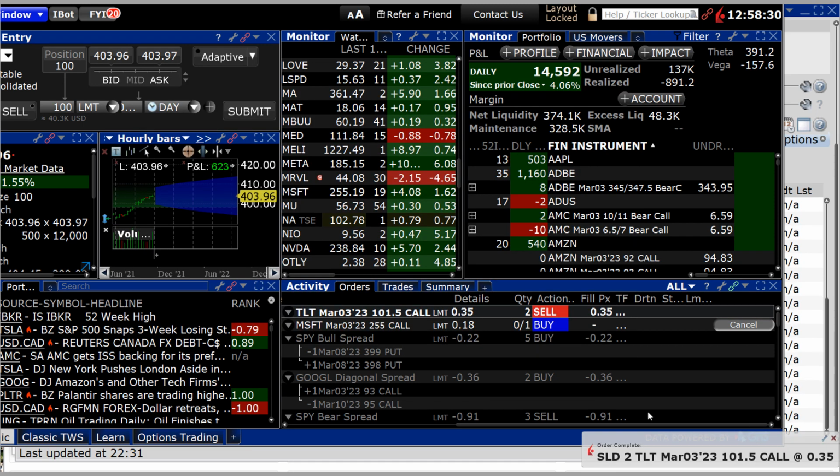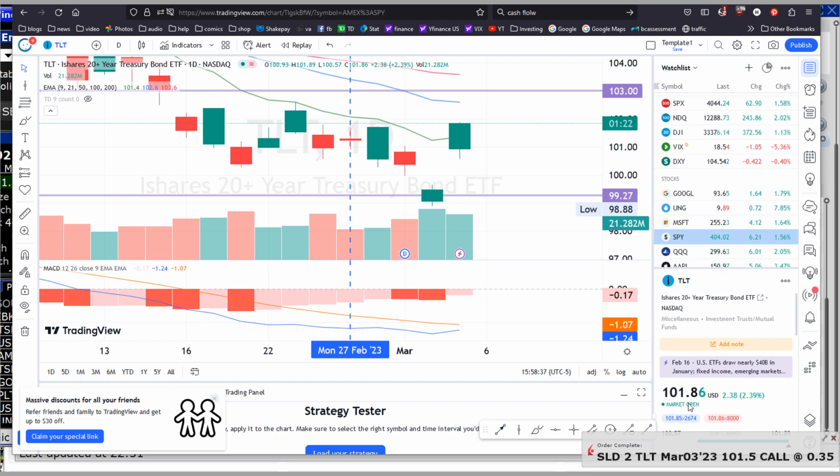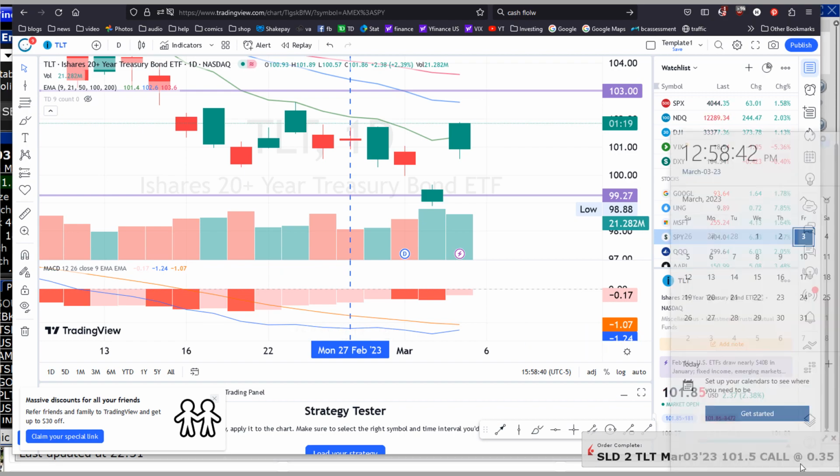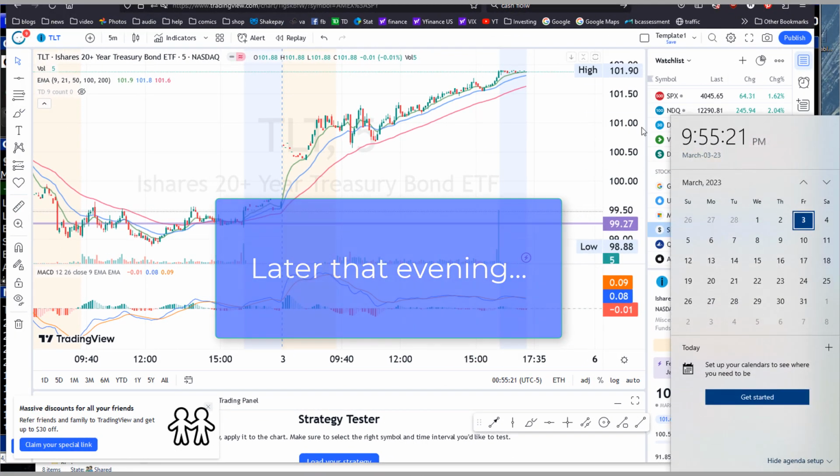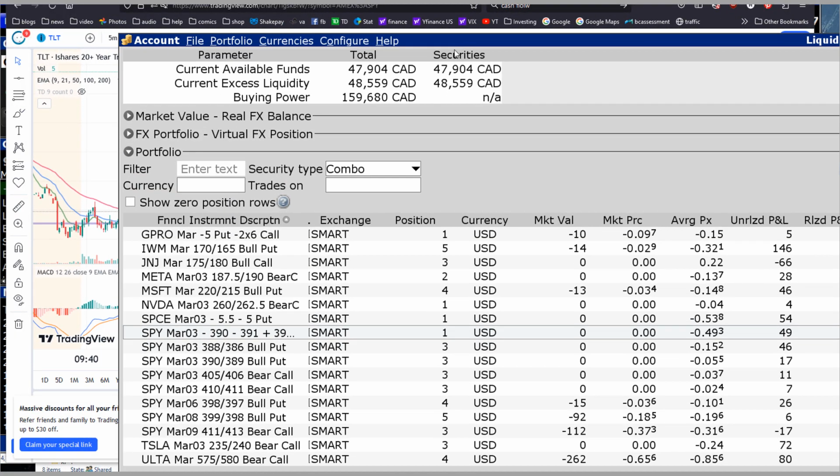Autofilled. And that filled at 35. And I don't have to worry about the 102 call because TLT is at 101.86 and there's just like a minute left of trading in the day. Okay, it is now 9:55 Pacific. Let's take a look at where things landed.